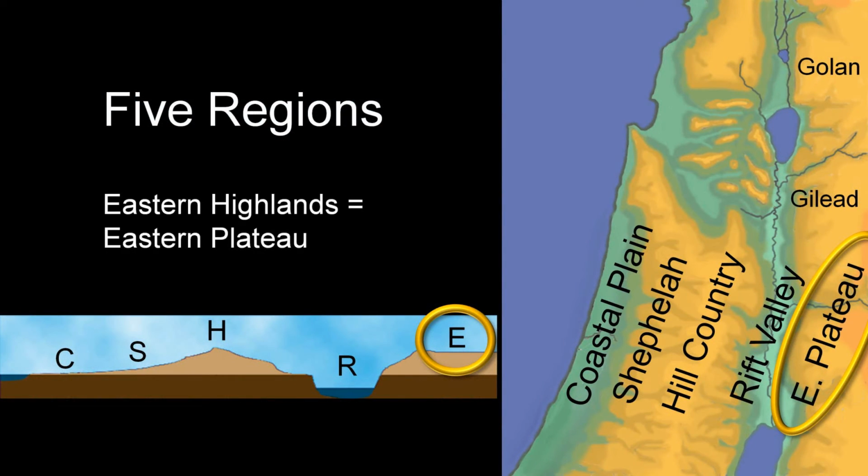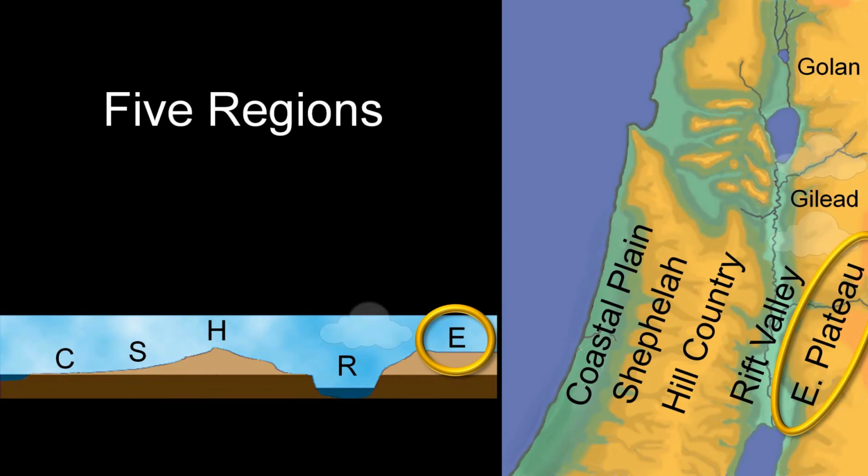Our fifth and final region is the eastern Highlands. This includes the region of Gilead, which you can see a little further to the north. It also includes the Golan Heights, way up in the northeast corner of the map. When the clouds coming from the west reach the cliffs on the east side of the Rift Valley, this causes them to drop rain again.